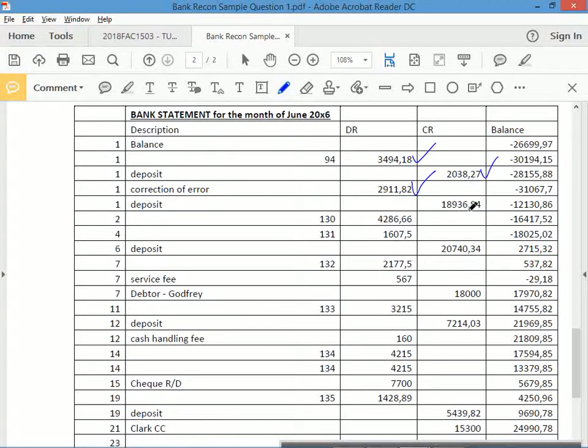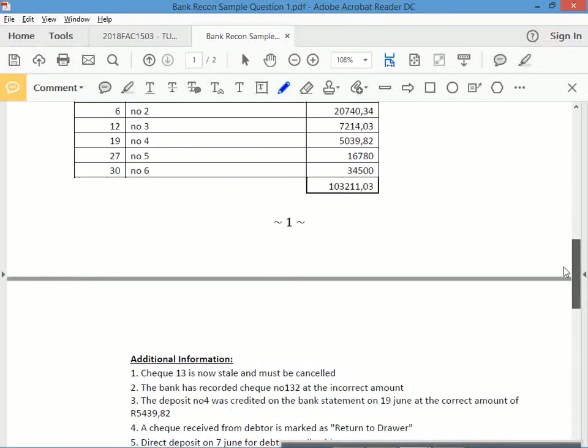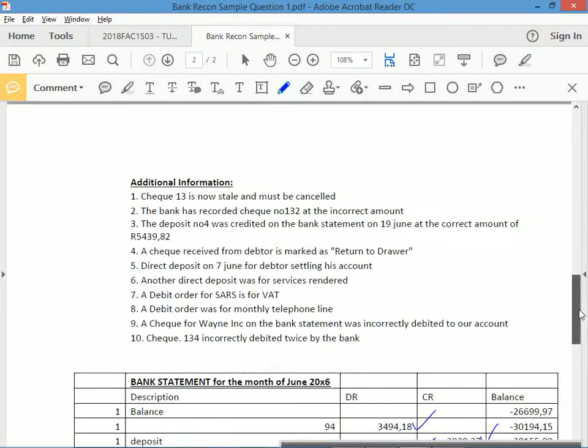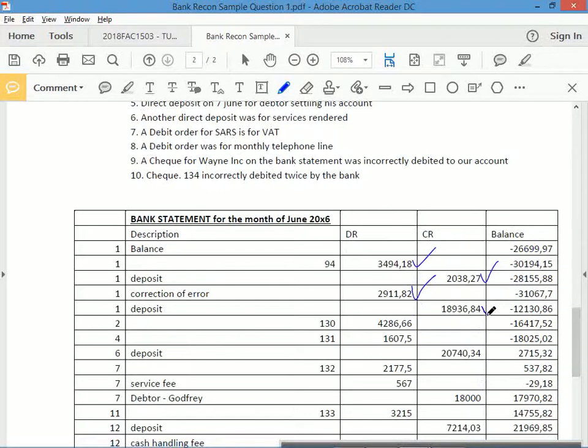Right, now we've got another deposit. 1st of June, 18,936. You're wanting to confirm that with your records, in your books. Cash deposits, 18,936. Is it the same amount? Yes. Tick, tick.